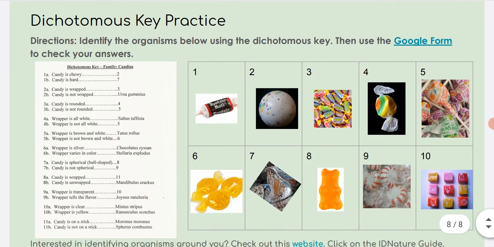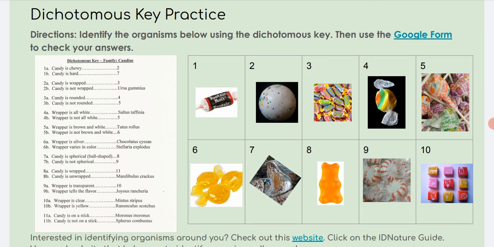And so for practice, you have this candy dichotomous key, which you will have a separate Google form that you'll fill out for this. And I've made a video where I walk through 2 of these if you're having any trouble.